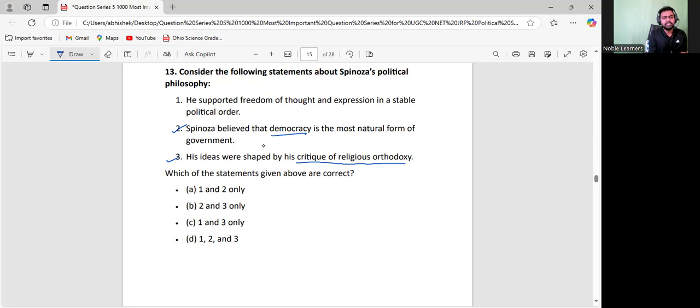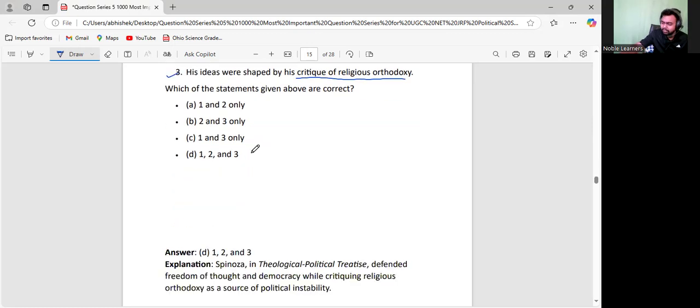Then if a stable political order is there, if everything is going fine, then you must give political freedom to the people, and you must give the freedom of speech and expression to the people. This is important for us.